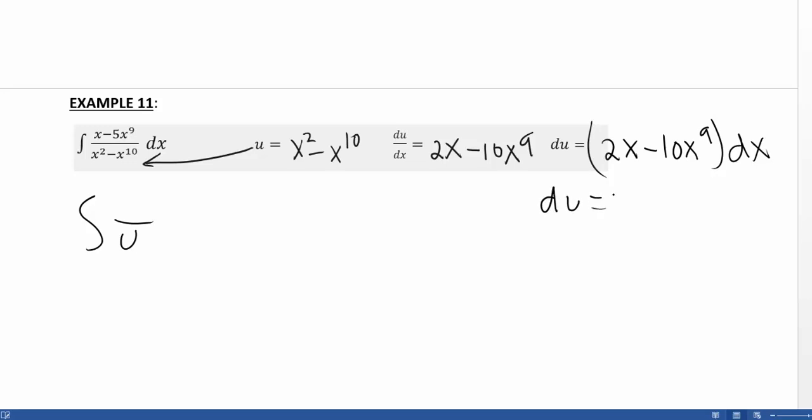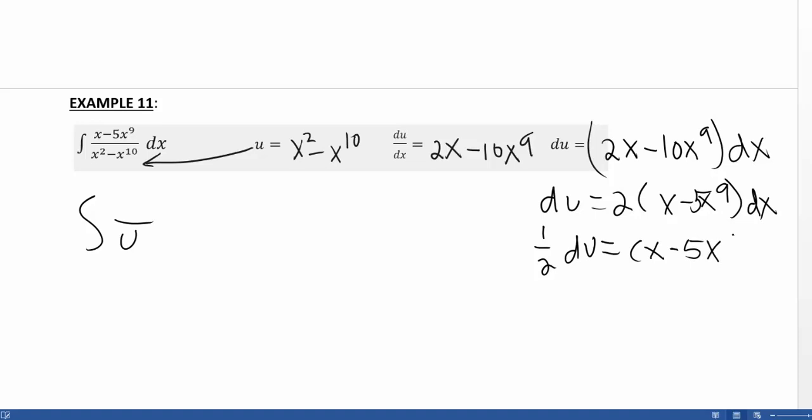So my first step, I'm going to factor out a 2. If I pull out a 2, I'm left with an x minus 5x to the 9th dx. Well, that's what I want, x minus 5x to the 9th. So that means I need to divide both sides by 2 to get rid of it on the right. So 1/2 du equals x minus 5x to the 9th dx.